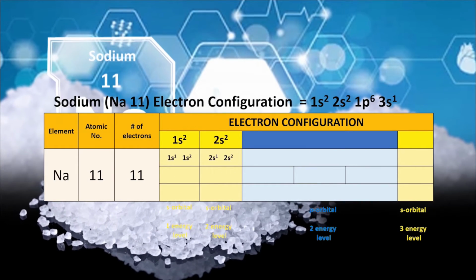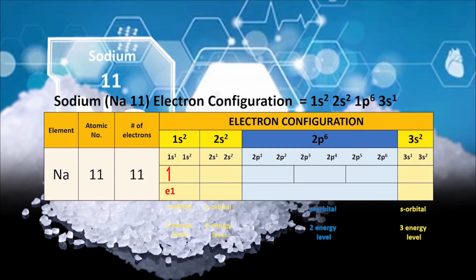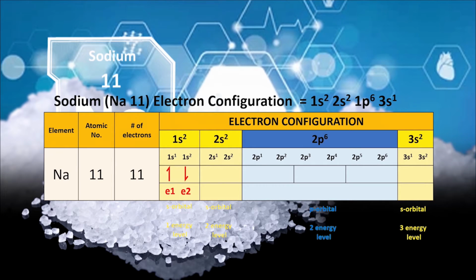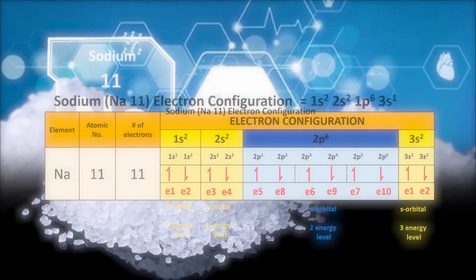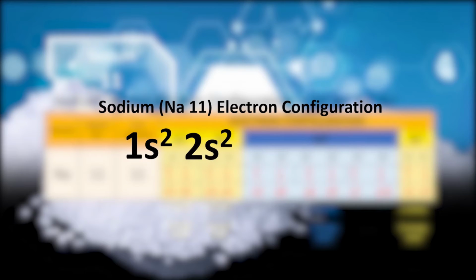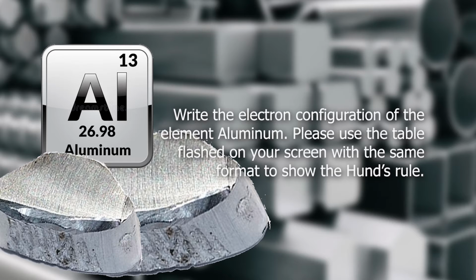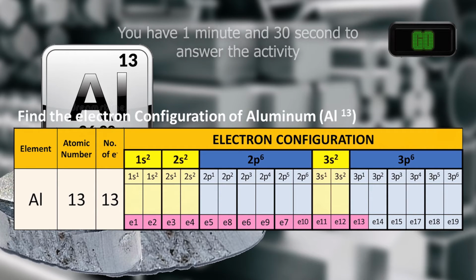The figure below is a table showing the electron configuration of the element sodium. Let E1 be electron 1 or first electron. Let E2 be electron 2 or second electron, and so on. The electron configuration of sodium is 1s2, 2s2, 2p6, 3s1. Write the electron configuration of the element aluminum. Please use the table flashed on your screen with the same format to show the Hund's rule. You have 1 minute and 30 seconds to answer this activity.